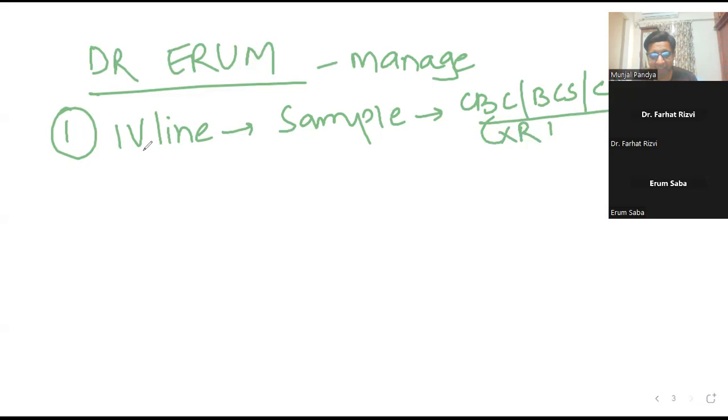Now what will you do? You took the IV line, you sent the sample, you kept the patient on monitor. Monitor is showing temperature is 101, pulse rate is 120, SpO2 is 94-95, right?